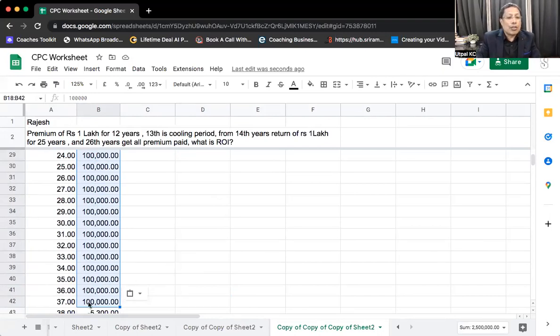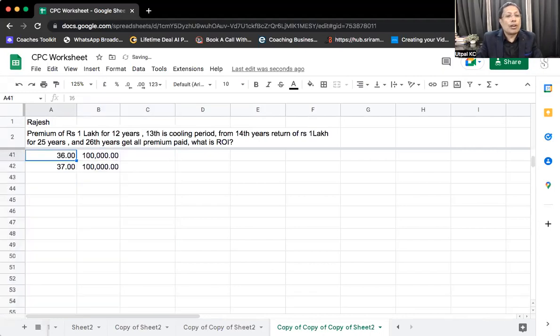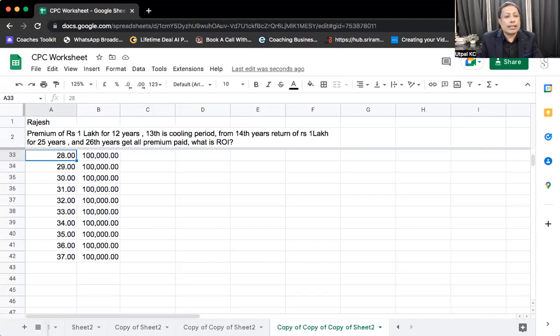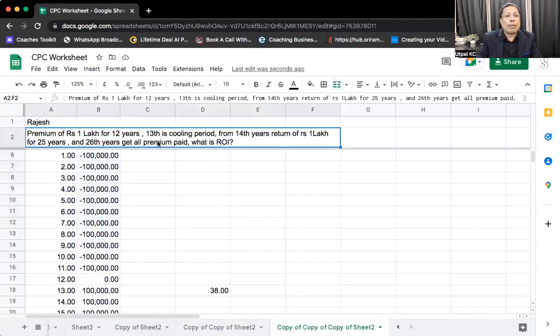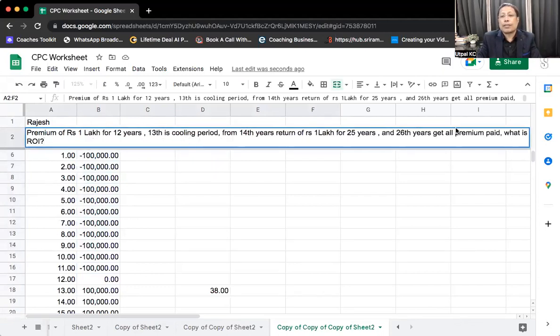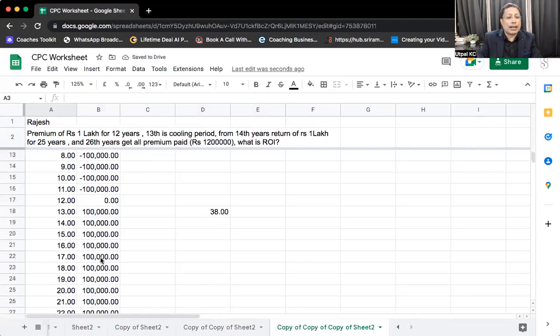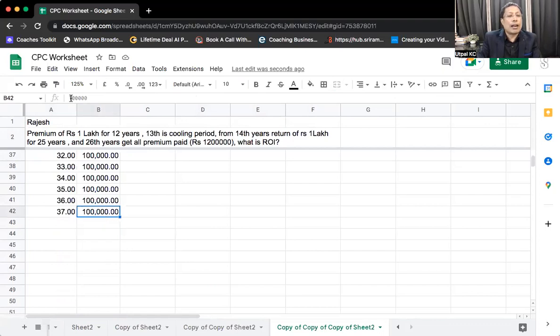And 26th year. Okay, let me delete this, otherwise I'll get confused. 1 lakh for 25 years. Am I right, Rajesh? This is correct, right? And 26th year get all premium paid. 26th year get all premium paid means this 1 lakh you are getting, plus you are getting 12 lakhs. Am I right, Rajesh? Get all premium paid means 12 lakhs. I'm writing here so that everybody can understand later. So you are getting also plus 12 lakhs, 13 lakhs. Clear? That's it.